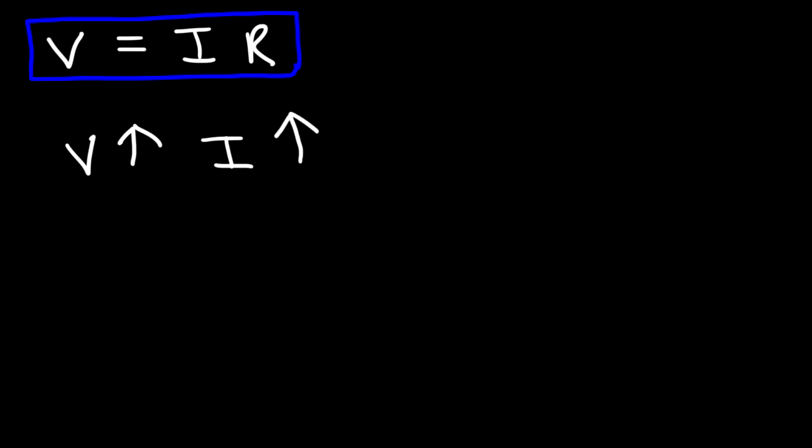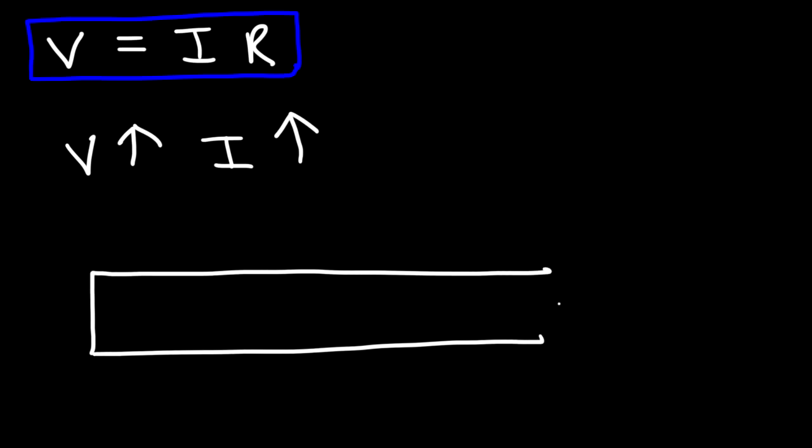And this equation is known as Ohm's law. Now, let's say the resistance is kept constant. What's going to happen to the current in the circuit if we increase the voltage? An increase in the voltage will cause an increase in current. And to illustrate this, imagine you have a pipe that's filled with water. And so you have water in this pipe.